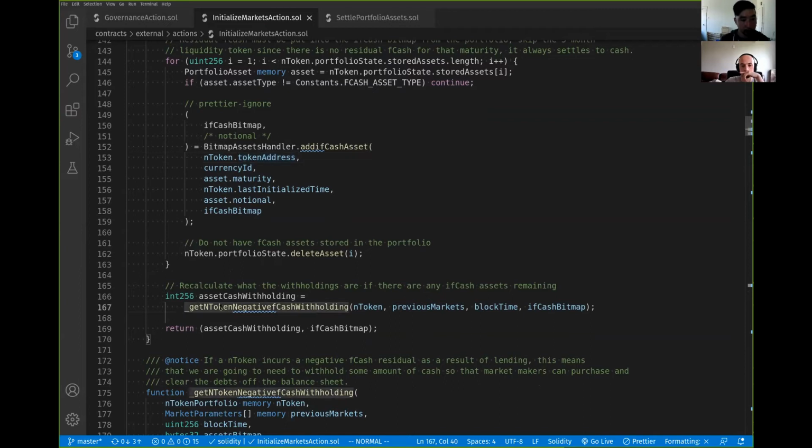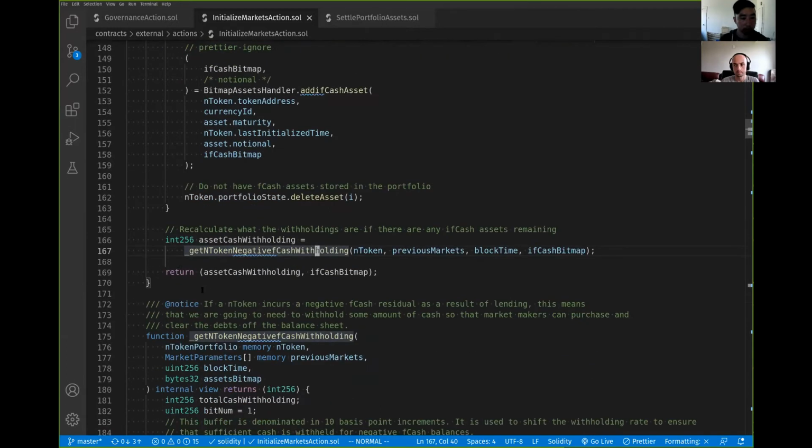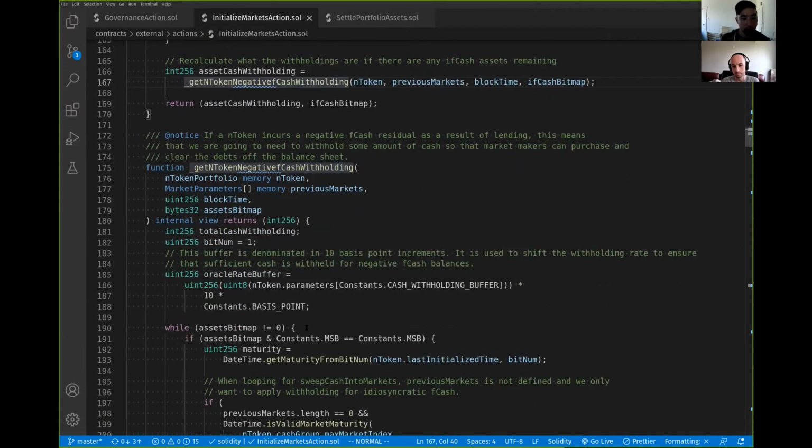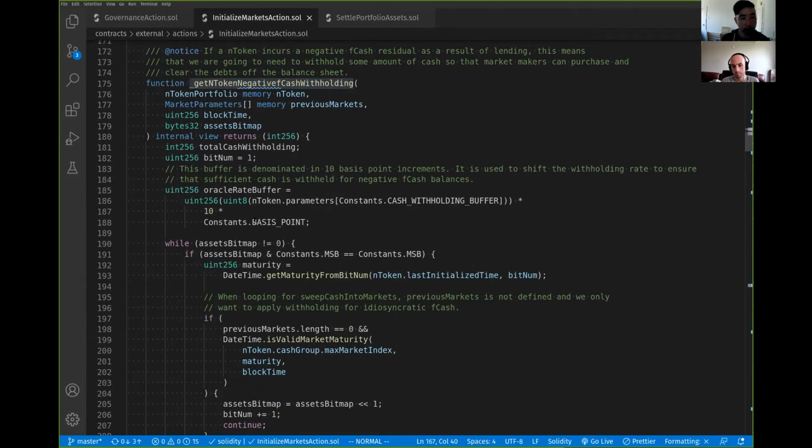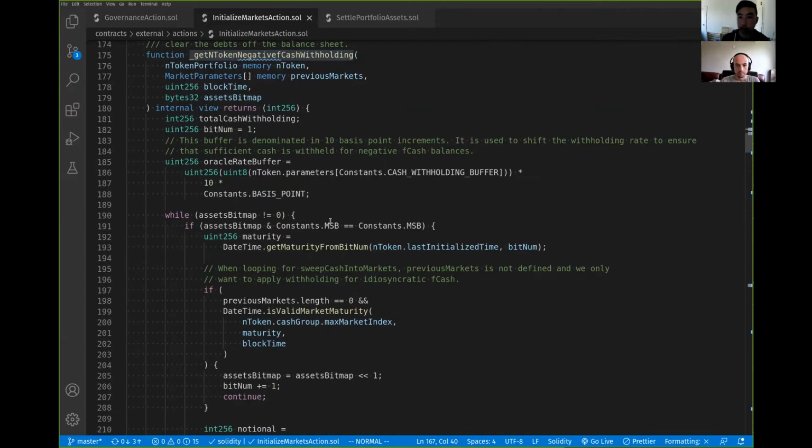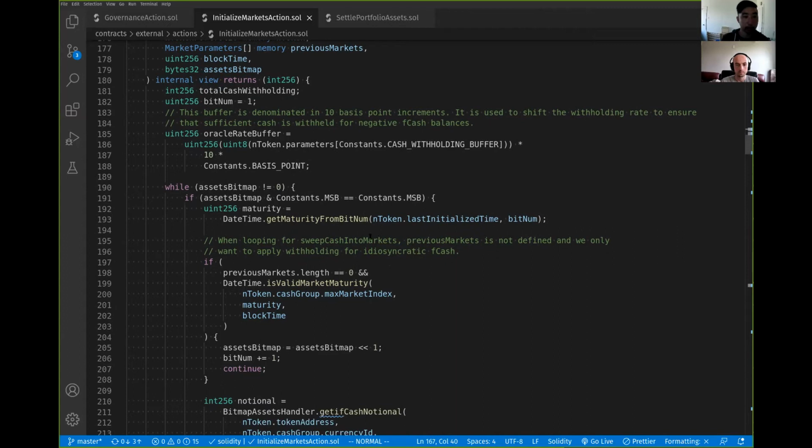The next thing we'll do here, now that we've properly set up the end token portfolio, we've settled things out and put the assets where they need to be in storage, is something called get end token negative Fcash withholding. We discussed this particular parameter, the cash withholding buffer, in the previous video on end token governance parameters, and this is where we will apply it.